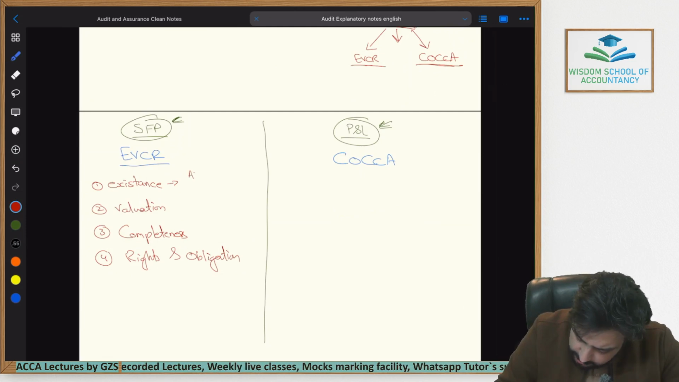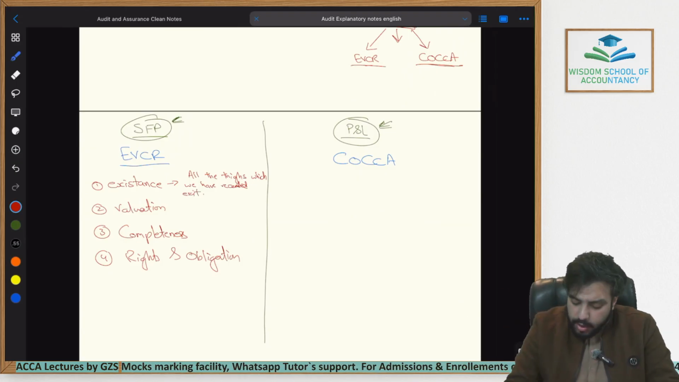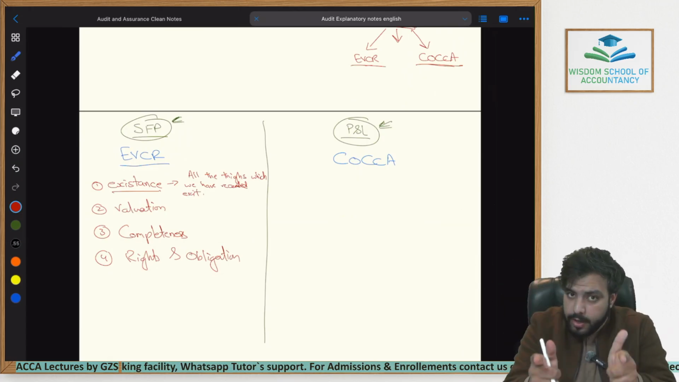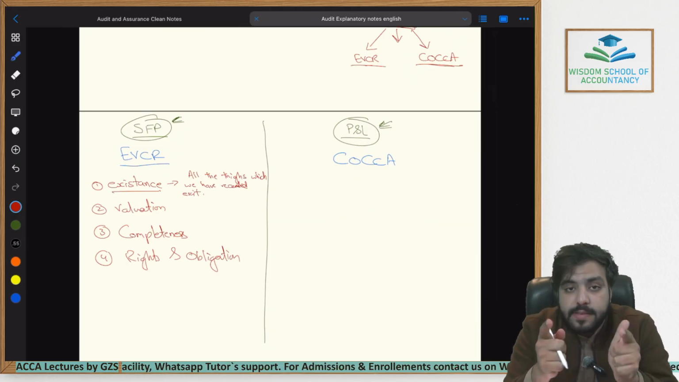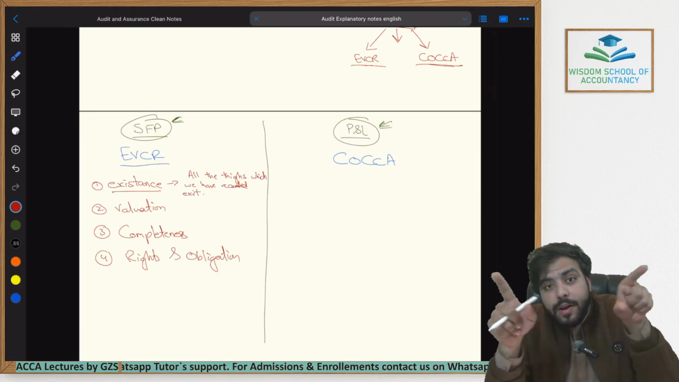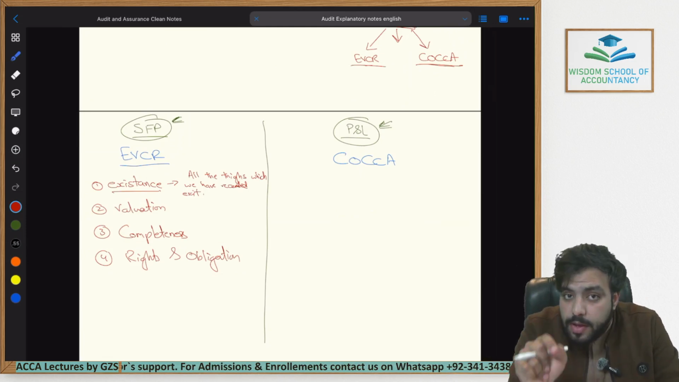So all the things which we have recorded exist. They exist, that is why we have recorded them. Basically, the management is trying to tell the auditor that we have not recorded anything just because we wanted to record it. No, we have recorded everything because it actually exists in the real world as well. We have not overstated or over recorded something. Whatever we have recorded, it actually exists. That is why we have recorded them.